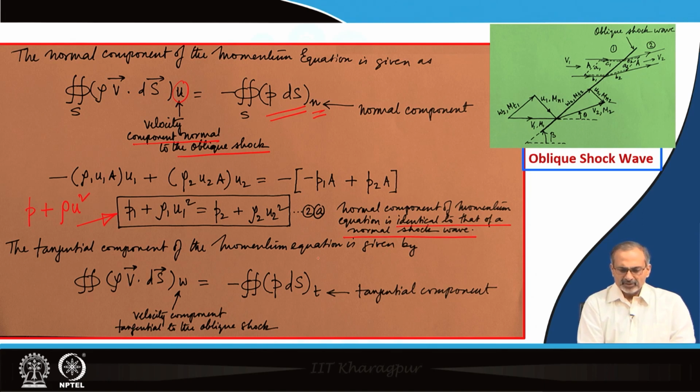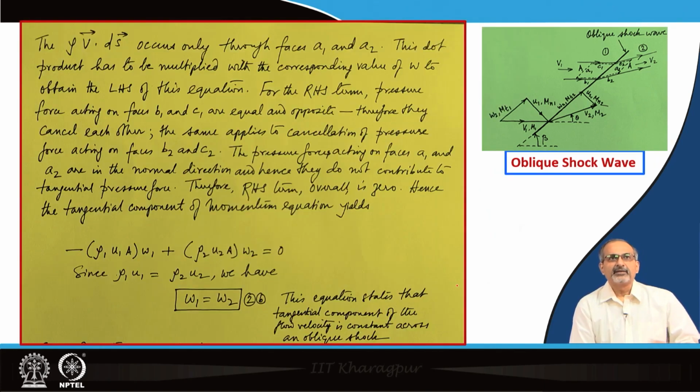The tangential component of the momentum equation again can be written in a similar way. This time the velocity component that we are looking at over here is the tangential component to the oblique shock, and again the p ds term has to be worked out in the tangential sense. When we do that, the rho V dot ds occurs only through the faces A1 and A2. This dot product has to be multiplied with the corresponding value of w to obtain the left hand side of the equation. That is rather straightforward.